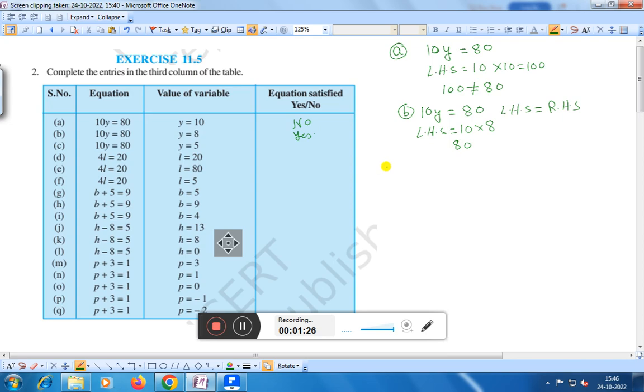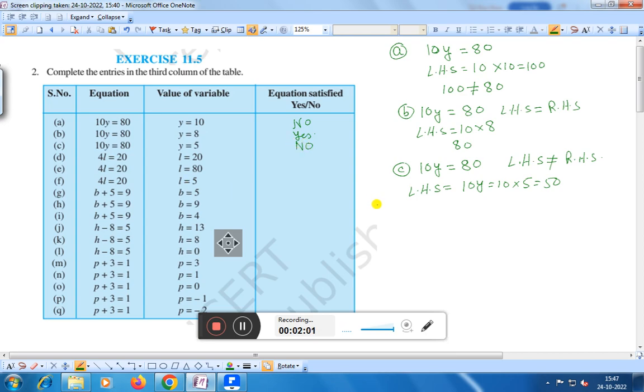Now, question number C. C is 10y is equal to 80 and y is equal to 5. Left hand side is equal to 10y and y is equal to 5, that is 10 into 5, that is 50. 50 is not equal to 80. That means left hand side is not equal to right hand side. Therefore, the answer is no.